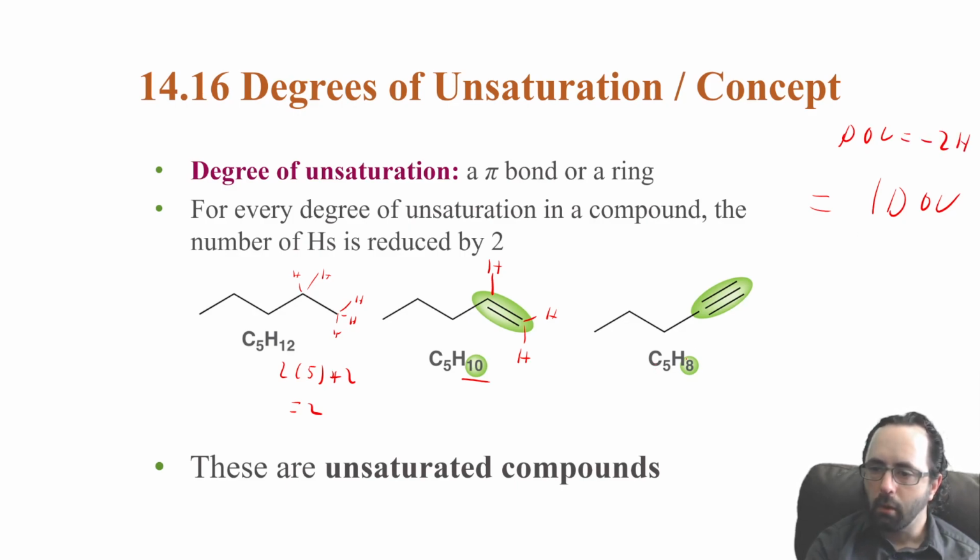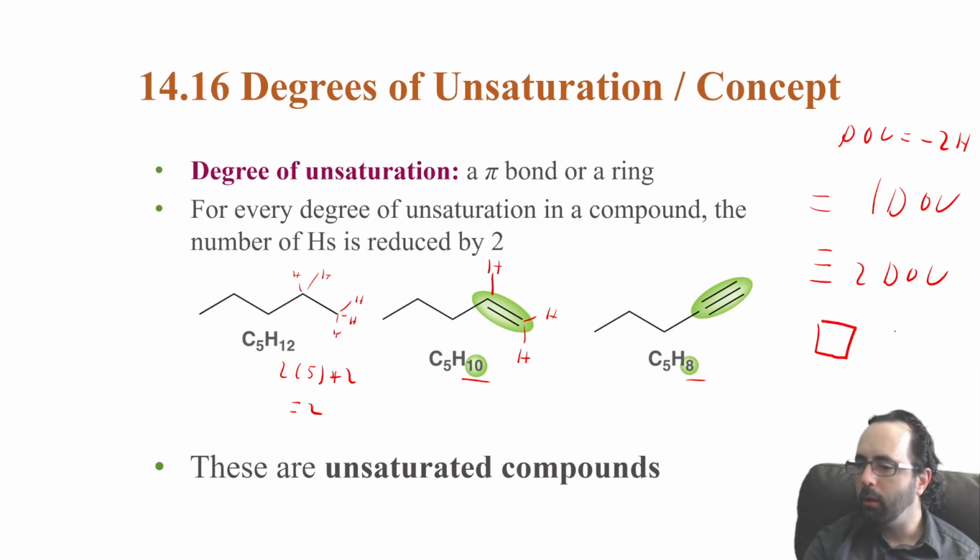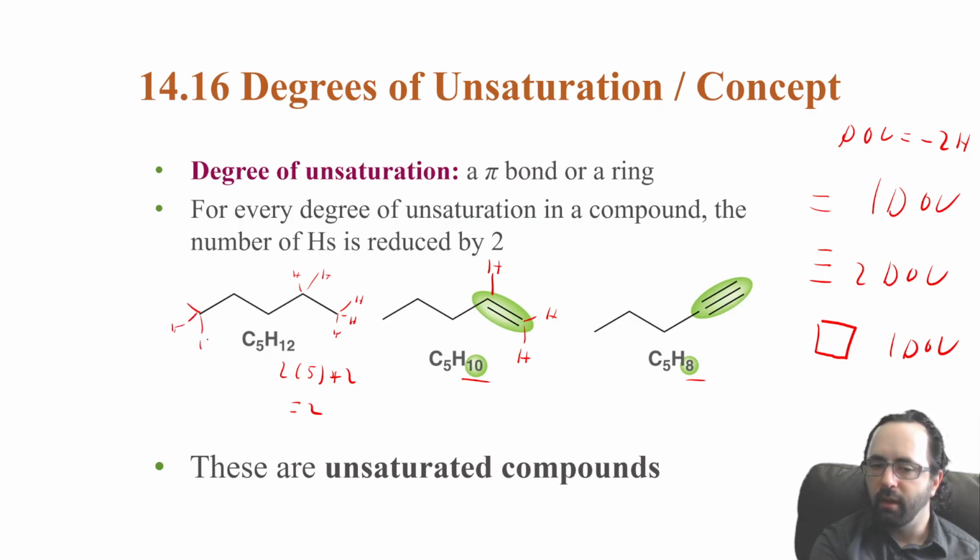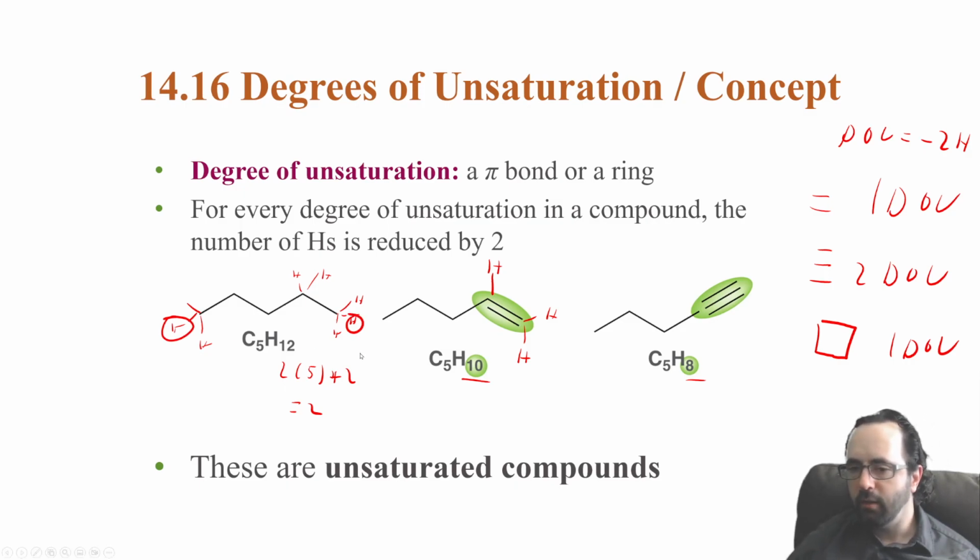Likewise, a triple bond will constitute 2 DOUs. You'll have 4 fewer hydrogens than the saturated alkane. Here, like in the case of C5H12 versus C5H8, that has 4 fewer hydrogens. Also, if we have a ring of any kind, a ring will be 1 DOU because the plus 2 in the 2N plus 2 involves the 2 hydrogens at the end, like these. But if it's in a ring, there are no hydrogens there. The carbon's bonded to the carbon on the other side.